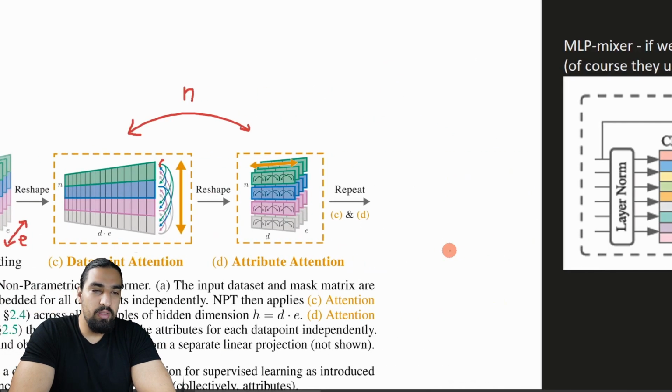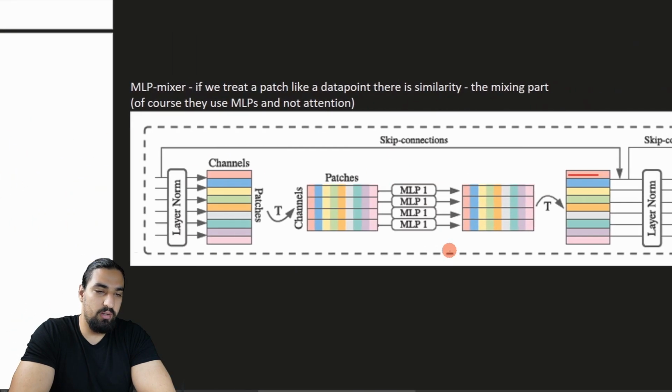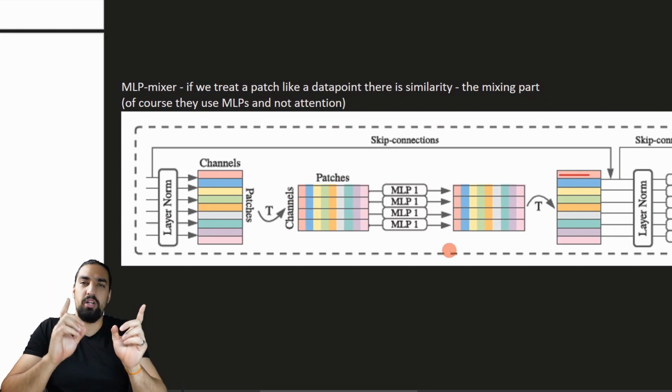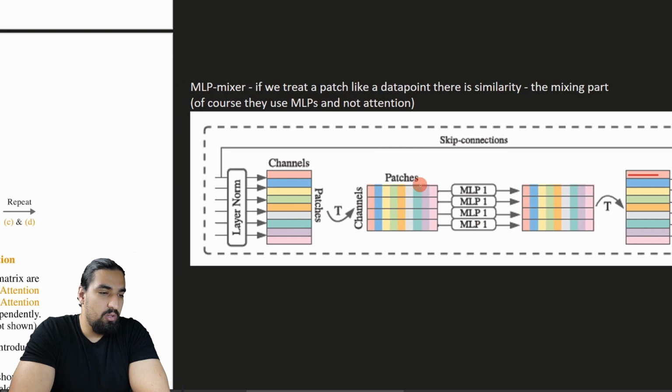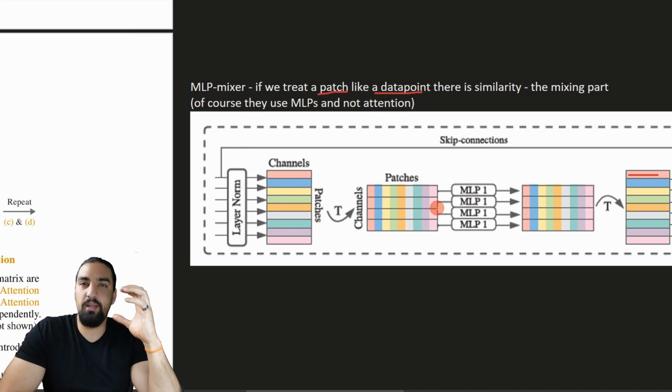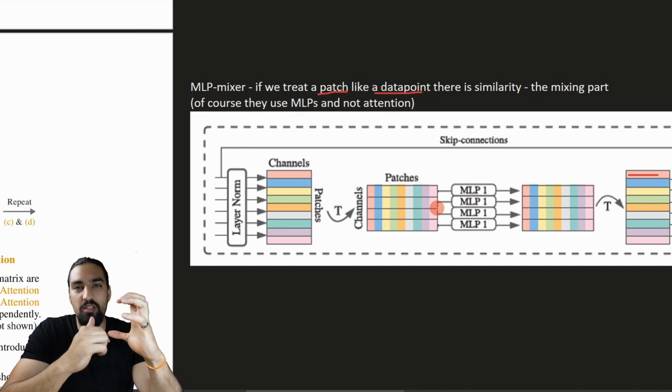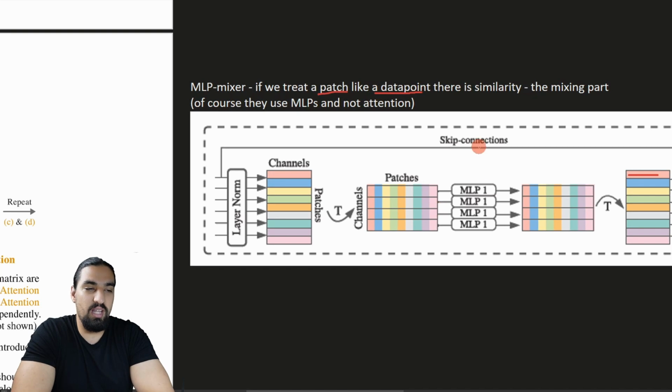Now, if you're familiar with the recently published MLP Mixer, and I'll link it somewhere here if you haven't watched my video, I've explained it there. You can see that if we treat a patch like a data point, so MLP Mixer takes an image as input, you split it into patches, and if we treat those patches as data points, there is a similarity in the mixing part at least.